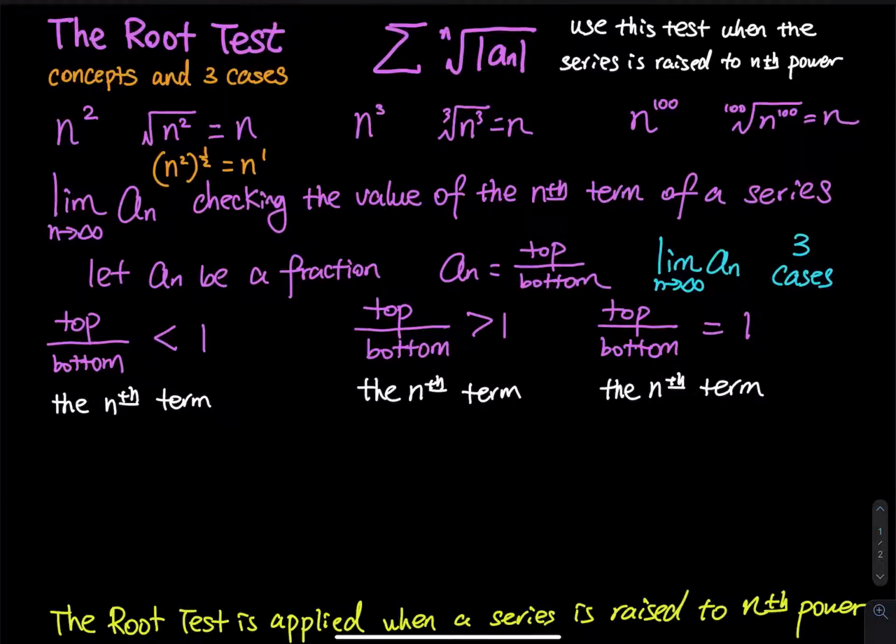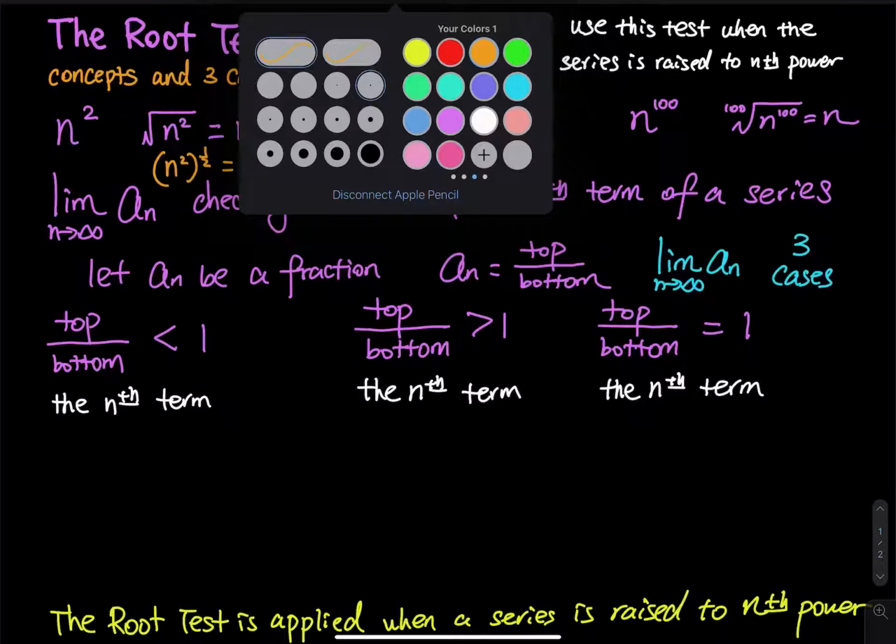So top divided by the bottom is the body of the series, right? We take the limit of that. So we are taking the limit of a rational function. We are checking what the limit equals to. It turns out the result is less than 1. What does that mean? When the result is less than 1, so here is what we have.